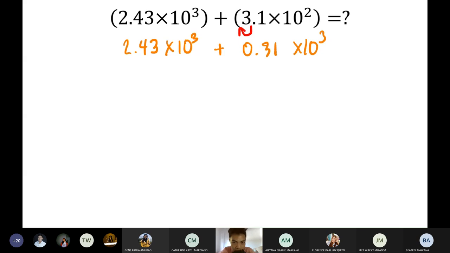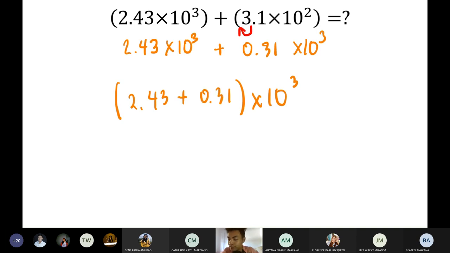Once my exponents are the same, I will just copy them and then I will add my coefficients. So that will be 243 plus 0.31. Add natin. 274 times 10 raised to 3. Okay, so this is our final answer.